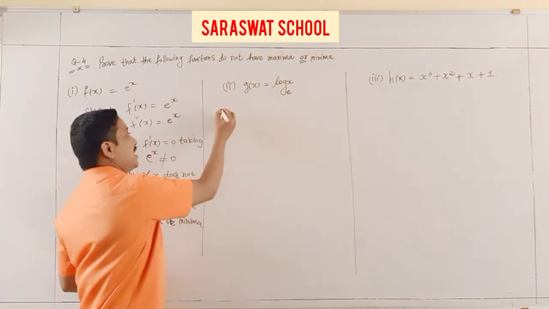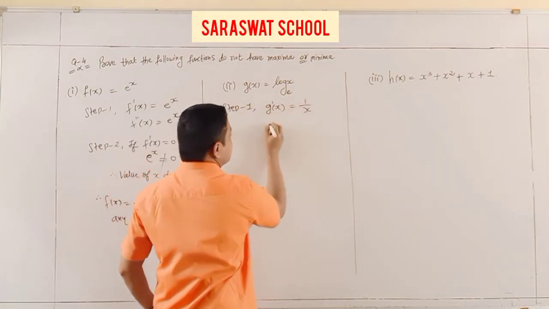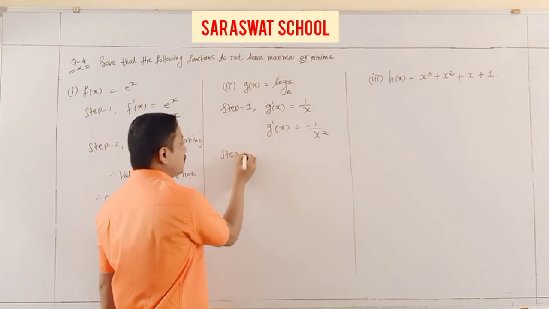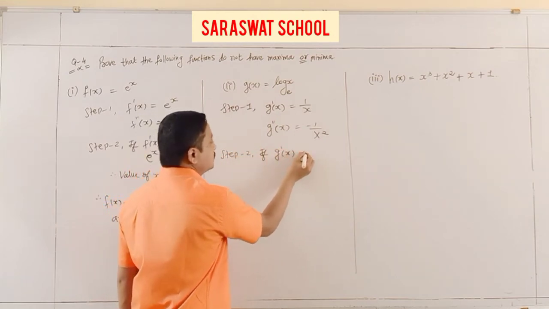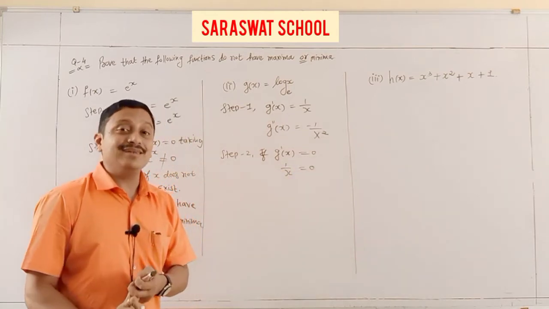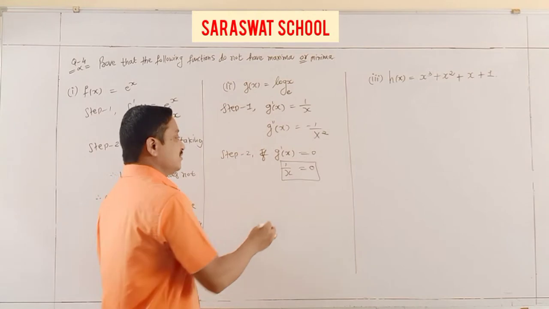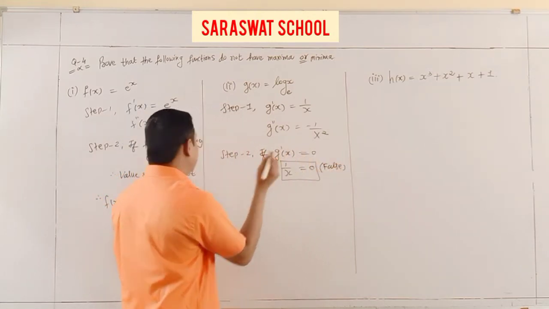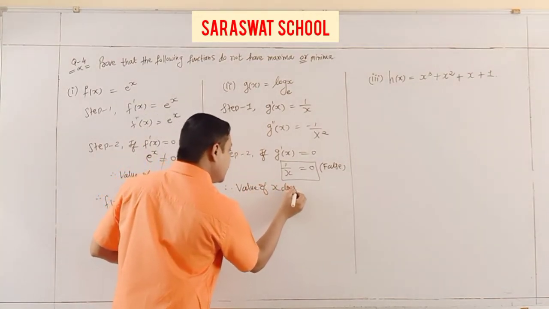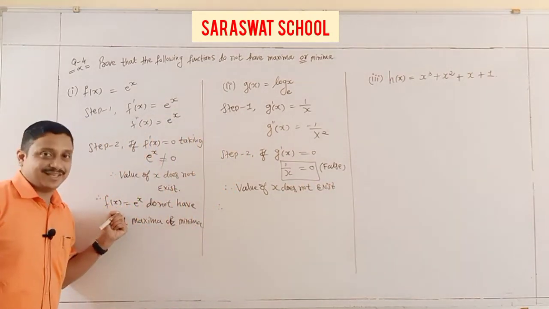g x is log x basic. Same here, I am doing step 1. g dash x is 1 by x. g double dash x, students, is minus 1 by x square. Now step 2. If g dash x is equal to 0, very easy, it means 1 by x is equal to 0. Then not possible, because 1 upon x, 1 upon 0, is not a possible value. So 1 upon x is never 0. So it is false. Either you can write down not equal to 0. So you write down the value of x does not exist.